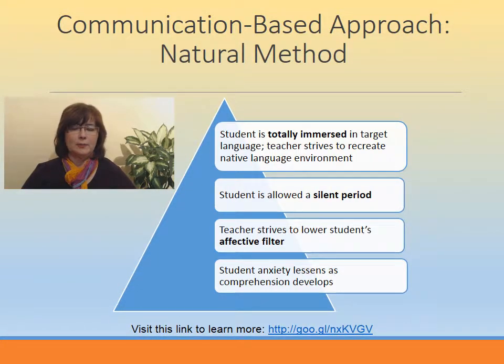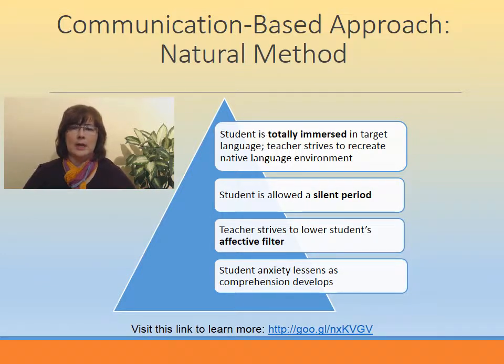Another communication-based approach is the natural method. The goal of this is to develop skills for everyday social situations. Students are totally immersed in the target language, and the teacher strives to create their first language environment of infancy and young childhood through interesting topics supported by games, music, total physical response, and other activities.